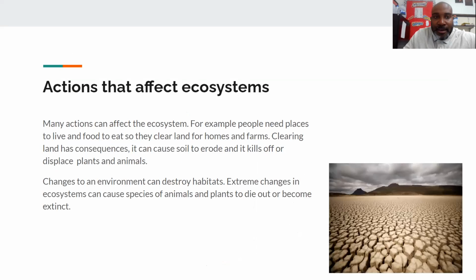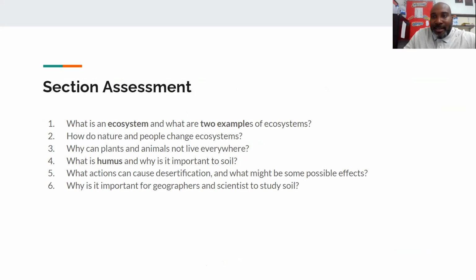Let's go ahead and go back to our section assessment and see if we can answer these questions and submit the answers. If you guys are having any questions or are having difficulty answering the questions, you can look within your book on pages 62 through 65 to get more information on this section.